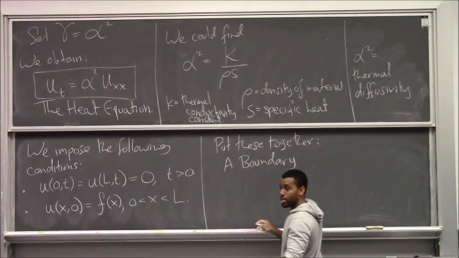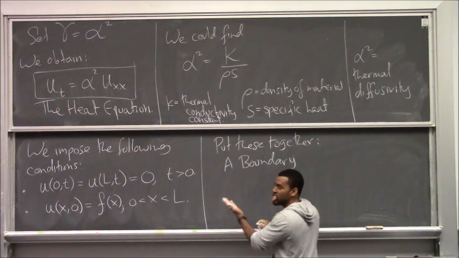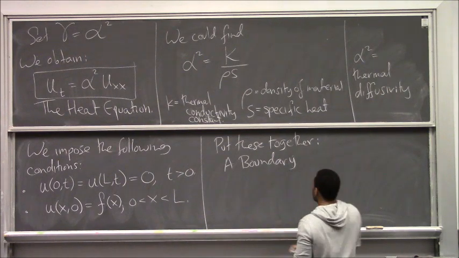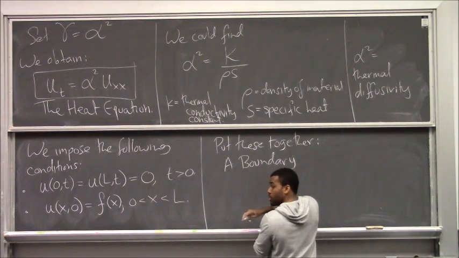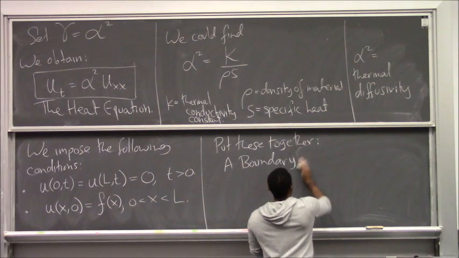Put these together, we get a boundary value problem. The title of the book is Elementary Differential Equations and Boundary Value Problems. This is such an important application that it's in the title, for crying out loud. So this is the kind of equation that is part of the title of the textbook. It's called a boundary value problem.